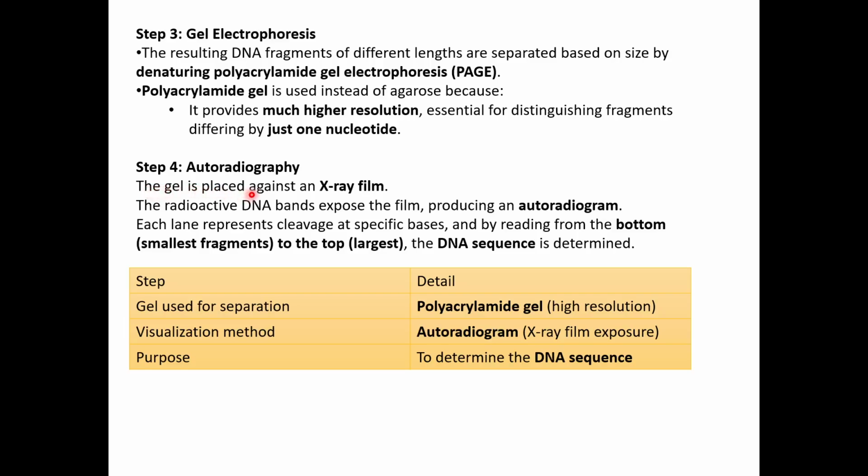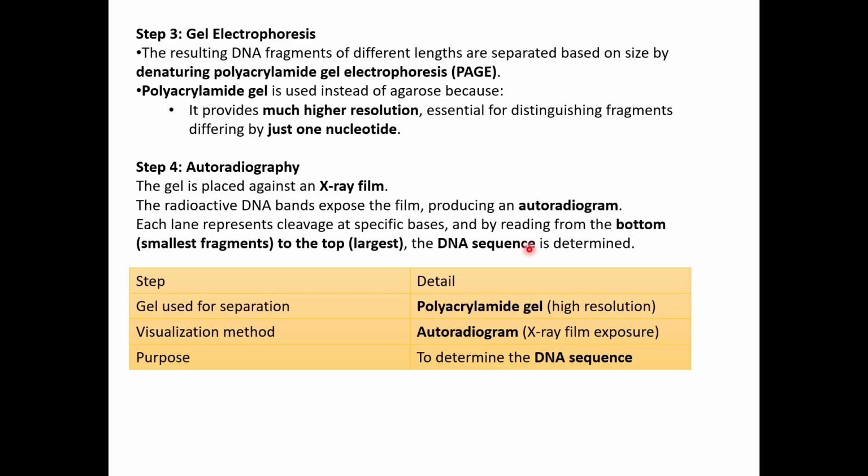After running it in gel electrophoresis, it is exposed to an X-ray film, that is autoradiography. The gel is placed against an X-ray film. Because it is radiolabeled with phosphorus, the radioactive DNA bands expose the film, producing an image called an autoradiogram. Each lane represents cleavage at specific bases, and by reading from the bottom, that is from the smallest fragment to the largest fragment, the DNA sequence is determined.